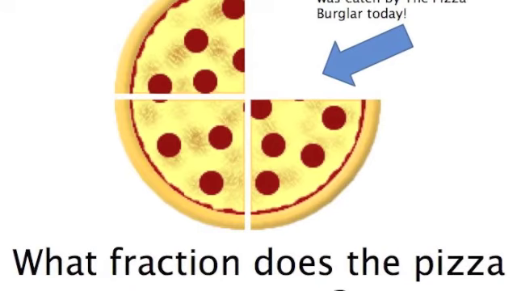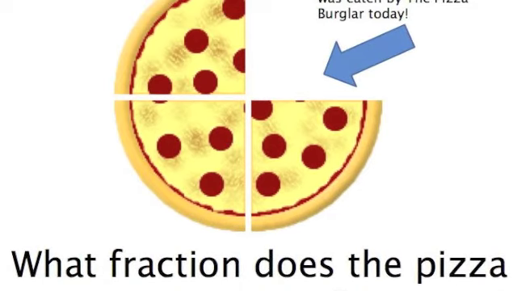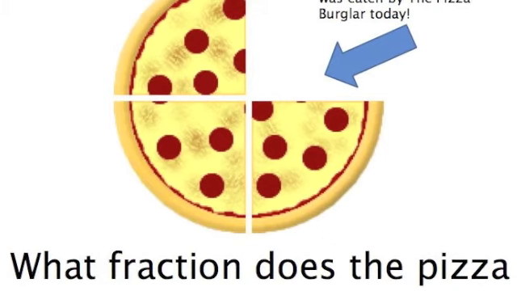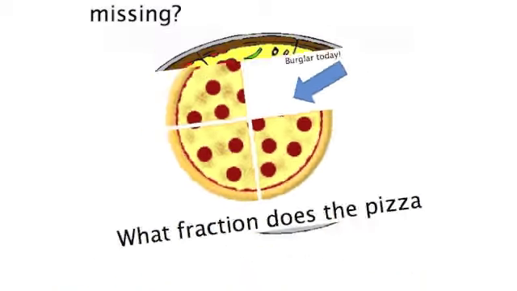Well, we're looking that there were 4 pieces, and it looks like our burglar ate 1 of those 4 pieces. So therefore, the fraction of the pizza that's gone is going to be 1/4. So what fraction does the pizza represent that's showing? Well, we have 3 pieces left, so 3 out of the 4 are still there. 3/4 is represented.